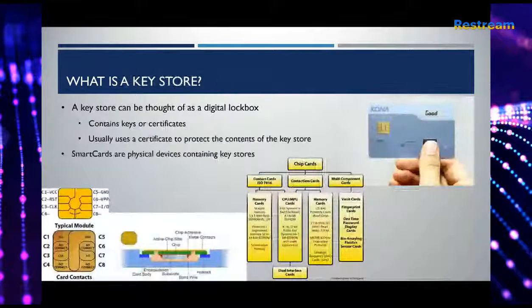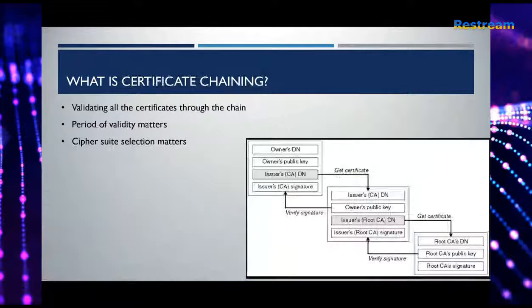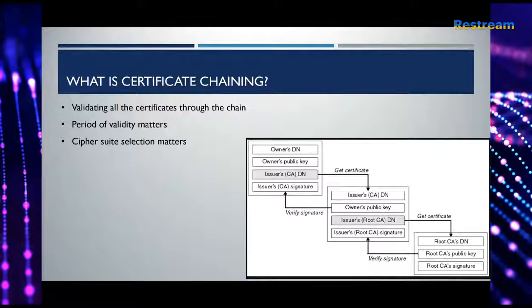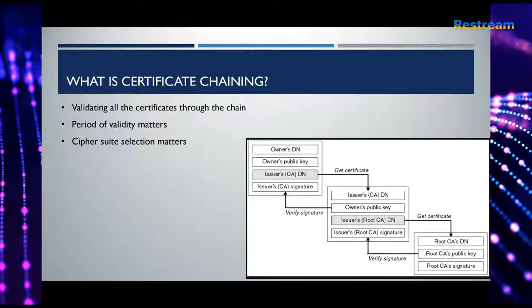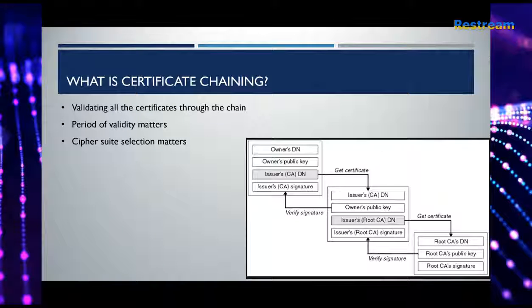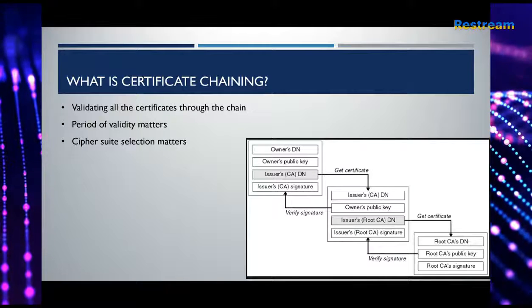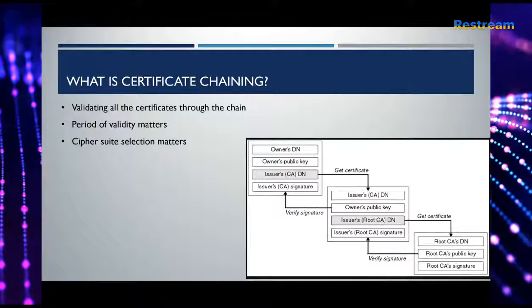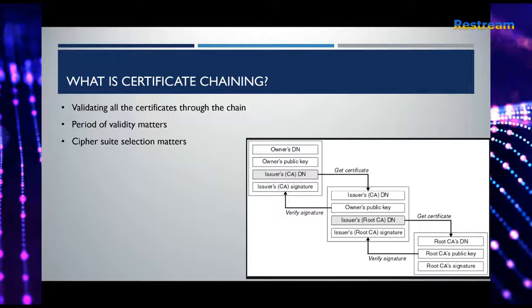Sorry. All right, so we covered chaining, right? Any questions about cipher suite selection, period of validity, validating that the certificate is validated, validating the certificate through each hop in the chain, okay? So cipher suite selection, we talked about SHA-1 versus SHA-2. We talked about different algorithms. If you have the ability to, don't use older, antiquated ones.